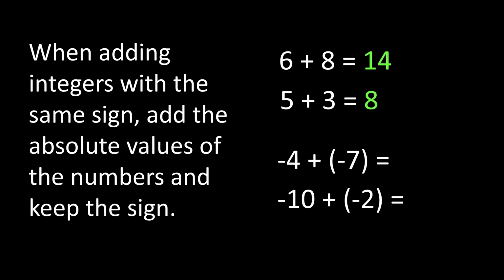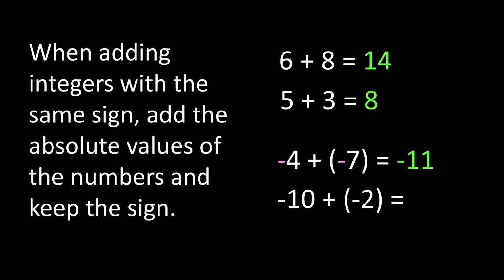For -4 plus -7, you're adding integers with the same sign. The absolute value of -4 is 4, and the absolute value of -7 is 7. 4 plus 7 is 11, and you'll keep the sign negative. -4 plus -7 equals -11.